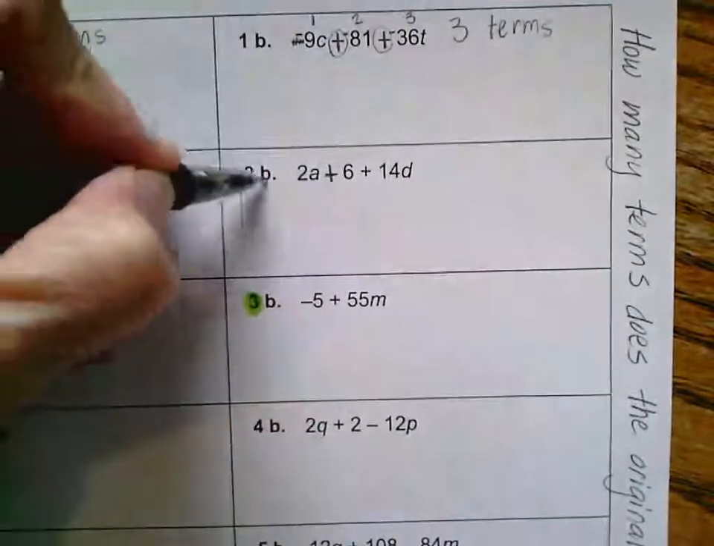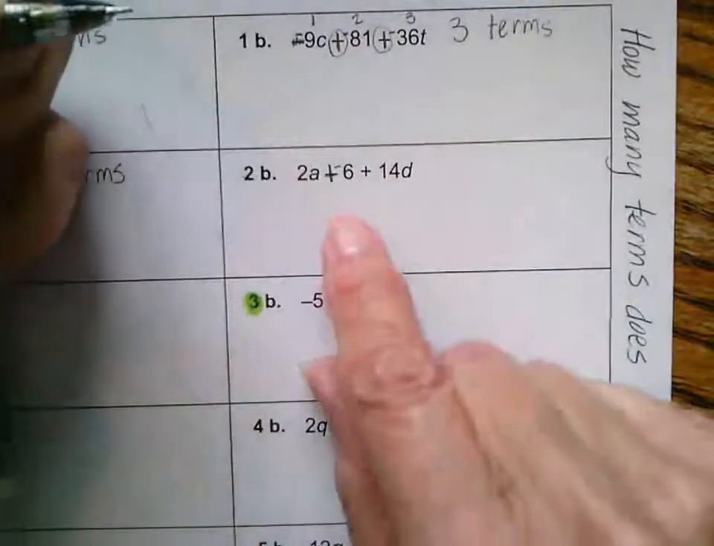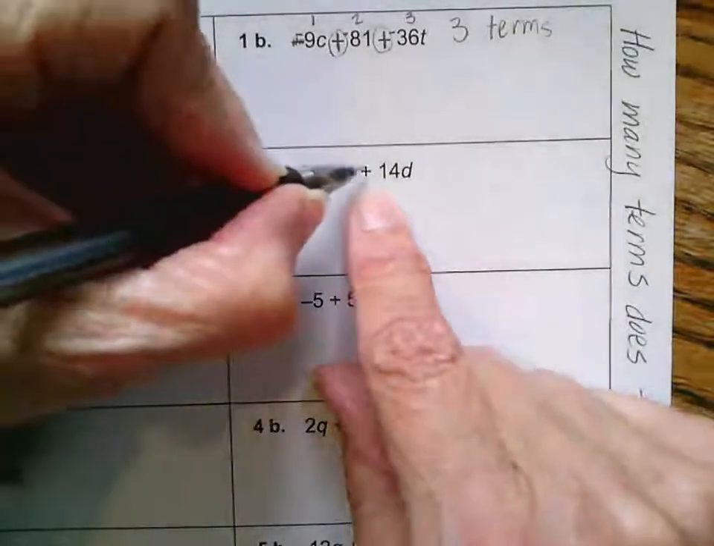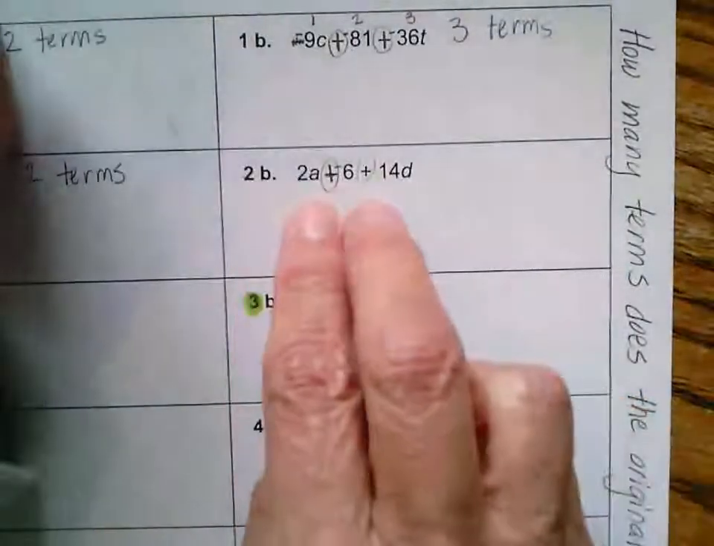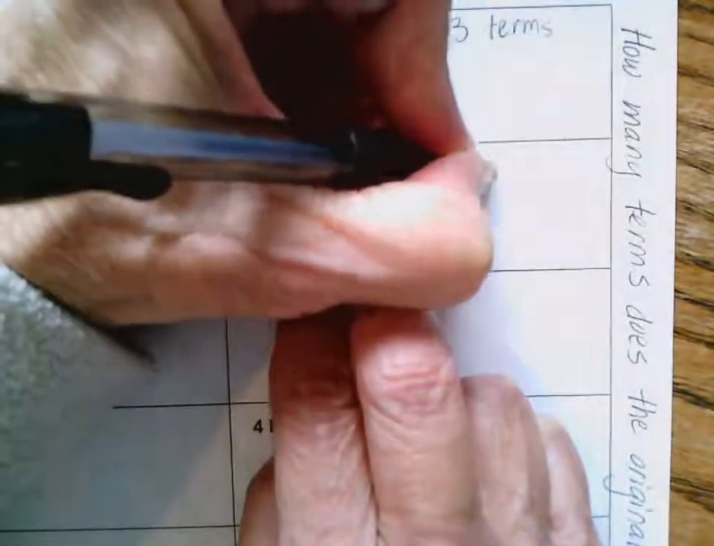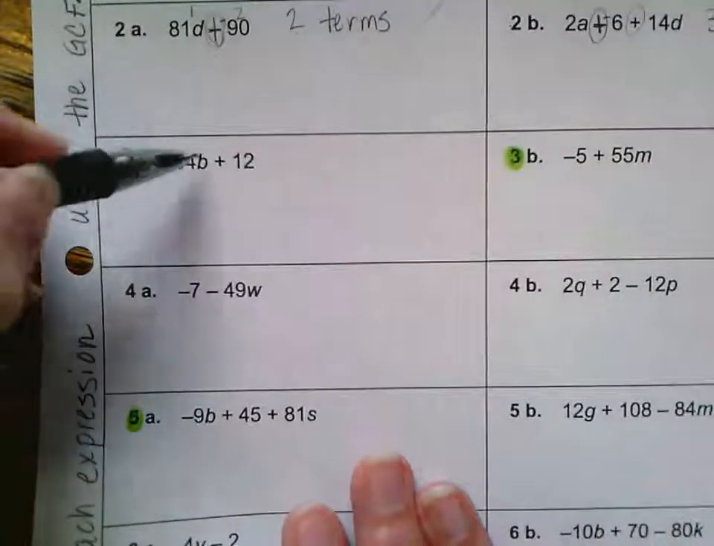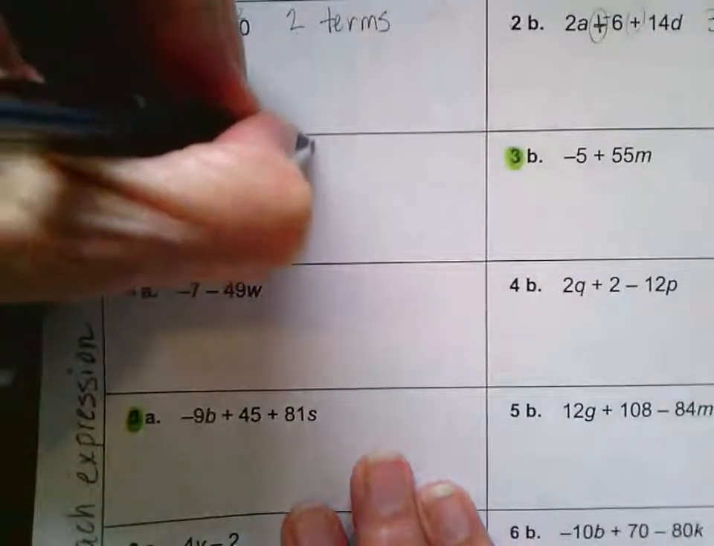So for 2b, I'm going to change the subtraction to an addition and make my 6 negative. I don't have to change that at all. It's already addition. I've circled 2 addition signs. That means I have 1, 2, 3 terms. I don't have to do anything here. All I have is 1 addition sign, 2 terms.